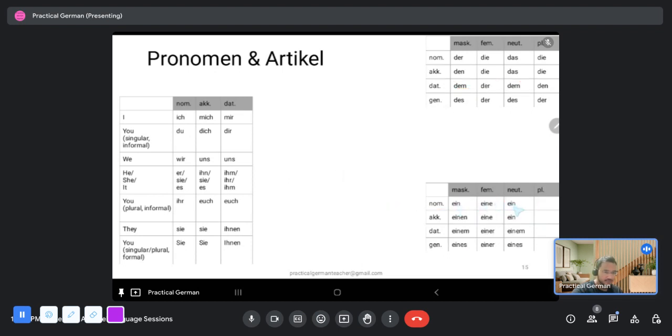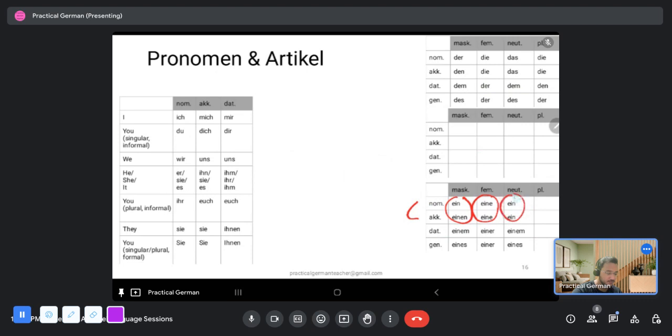Eine, ein. Sivamani, please pay attention. Next time I will ask you, next time you should know the answers. So when you go from nominative to accusative, only masculine changes. These two remain the same. Dative, these two are the same. They end with the sound of m. This one ends with the sound of er.